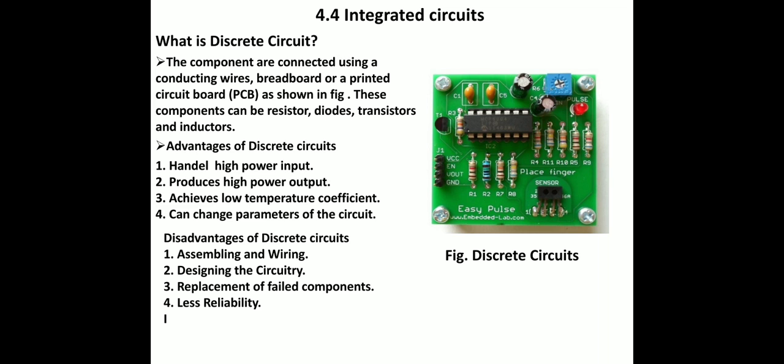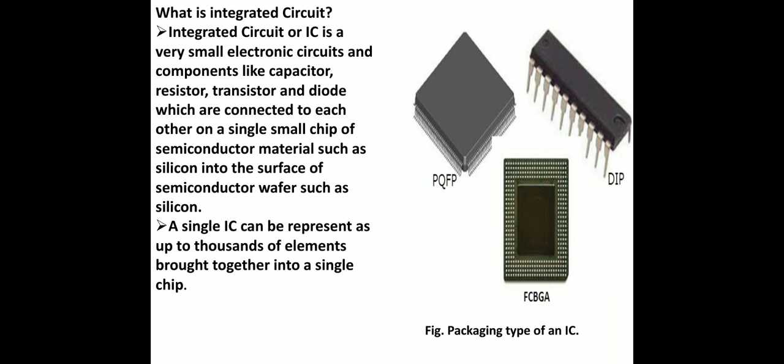in an integrated circuit. For example, if a transistor fails and is replaced by another transistor, the parameters of each transistor are different. So replacement of a failed component is difficult. It is also less reliable because its size is large. The figure shows the discrete circuit.